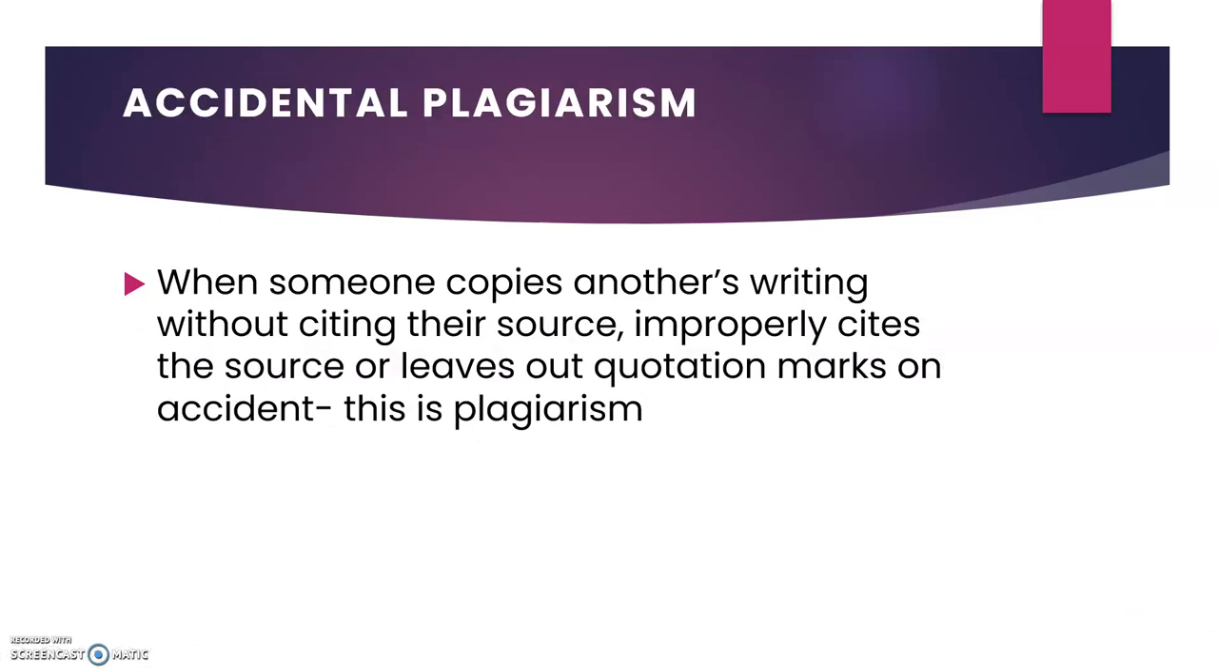Moving on to the next one, accidental plagiarism. Plagiarism doesn't always happen on purpose. It is still considered plagiarism when someone copies another's writing without citing their source, improperly cites their source, or leaves out quotation marks on accident. Just because the omission or incorrect citation was accidental doesn't mean plagiarism hasn't been committed. It could also become a type of plagiarism if we accidentally leave out the citation part. This is why it's important to check any work, and when in doubt, give your source credit. So whenever we write a research paper, or when we copy something or an idea or a thought from somebody else, we have to give proper citation.